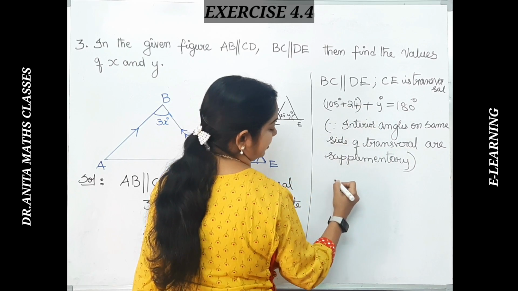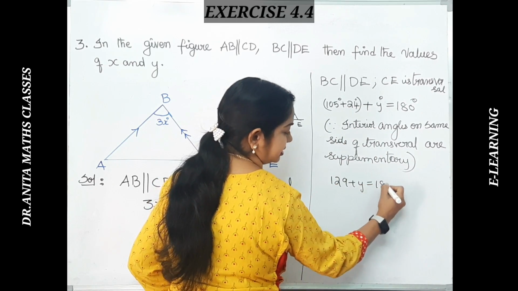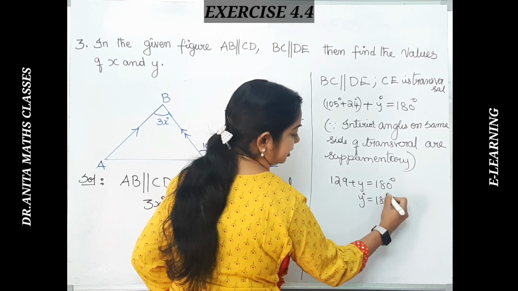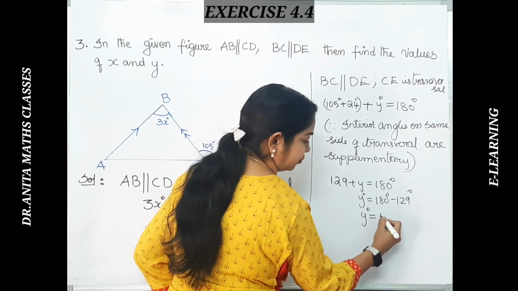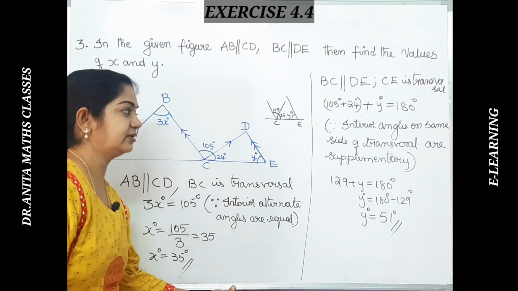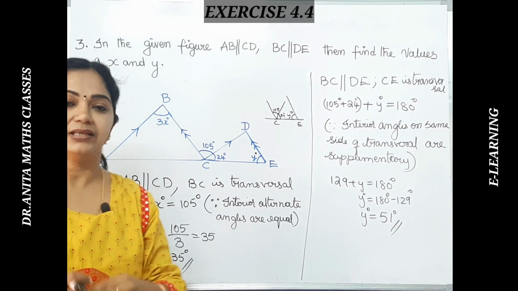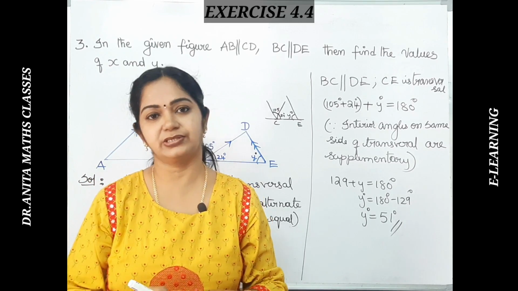105 plus 24 is 129, plus y equals 180, and y degrees is equal to 180 minus 129. So that comes to 51 degrees. So angle y is 51. Pause the video and note it down, and with this we will be completing today's session. We will see the remaining problems of exercise 4.4 in our next session. Thank you all.